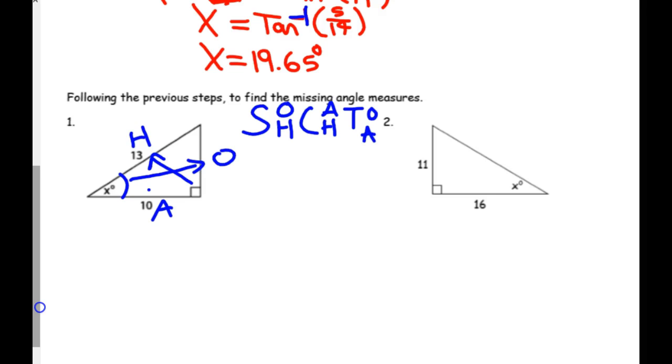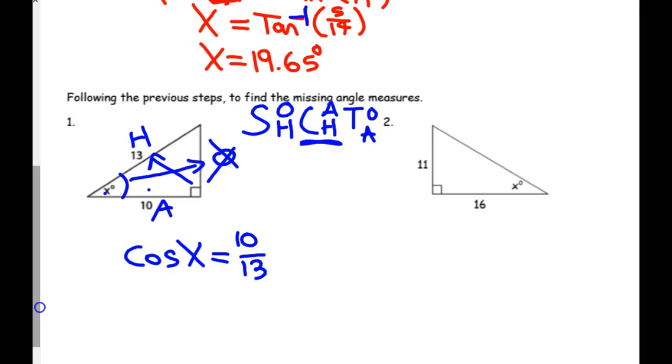A down here. Now, which one do I cross out? O, right? We don't need O because there's nothing on O. You writing this down? Labeling OHA? So, since O is nothing, it's CAH. C stands for cosine, right? So we're going to write cosine. And then what's my angle? X. So cosine X equals what over what? A over H is 10 over 13.